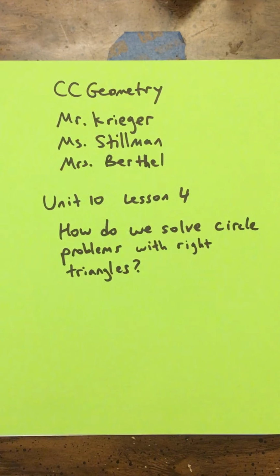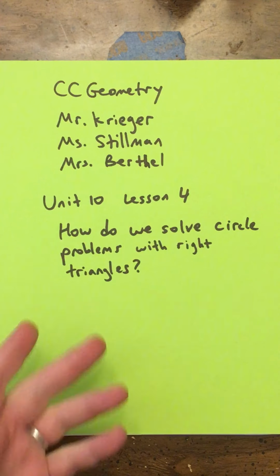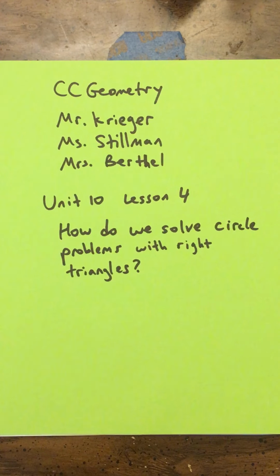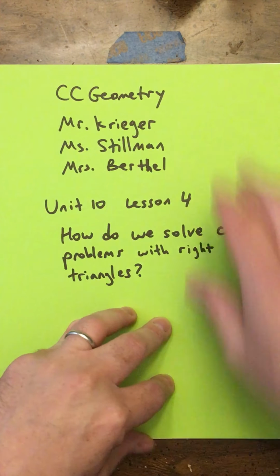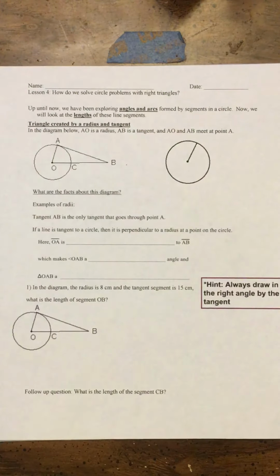We're going to be doing the next lesson, lesson 4 of Unit 10 on circles. How do we solve circle problems with right triangles? And the right triangles will be created, of course, by lines that are in or around the circle. So let's take a look at the first scenario.